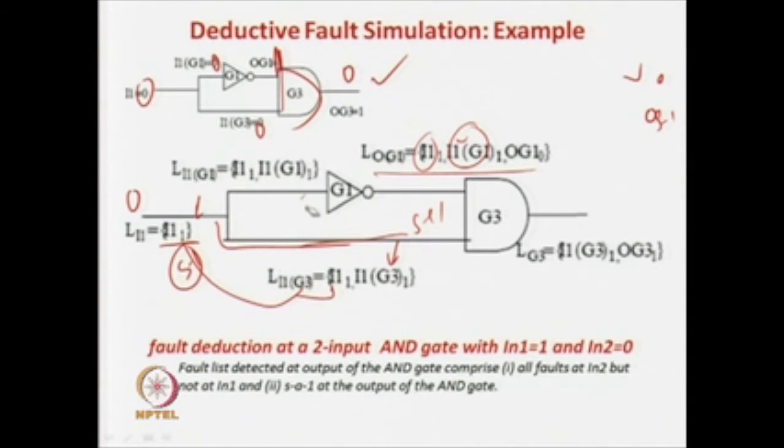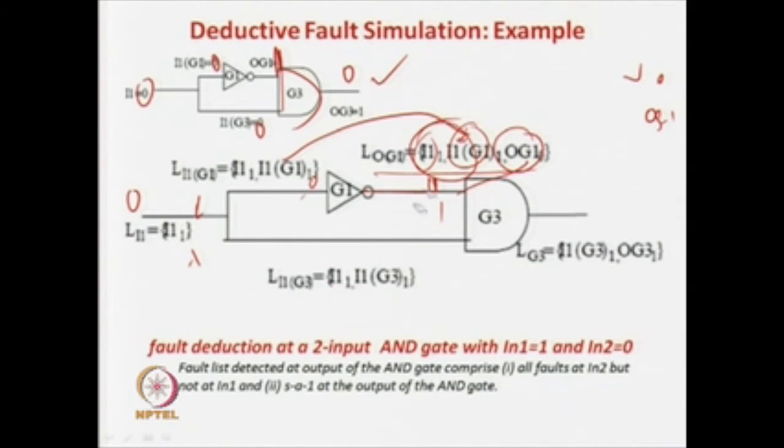So, these two will get propagated over here because of an inverter, and here we had a 0 over here. So, the answer is a 1 over here. So, a stuck-at-0 fault at this net is also detectable. This is a new thing that is added, and these two are propagated from the input of the inverter.